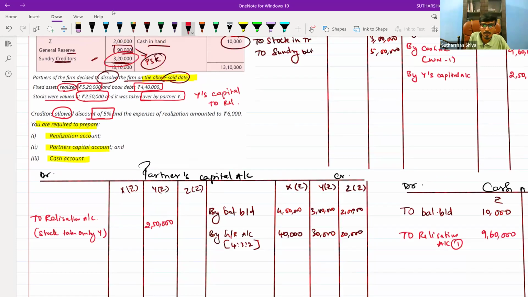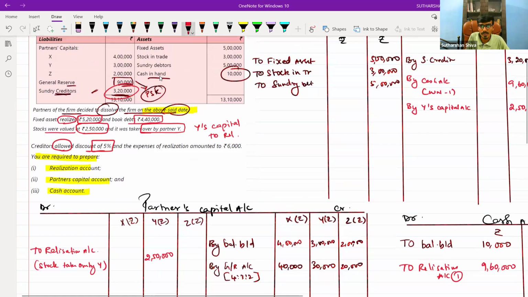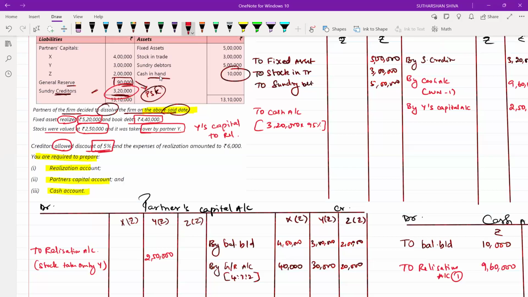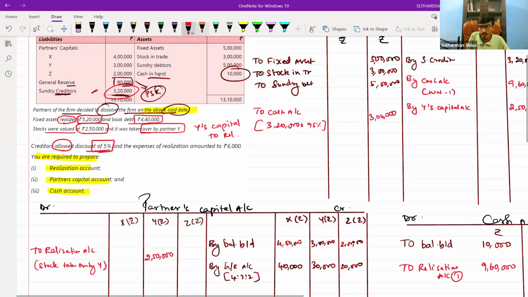Done. Now, creditors allowed a discount of 5%. What is the previous value? 3,20,000. Now 5% is gone, so you are going to pay only 95%. So you will write down to cash account, in brackets, 3,20,000 into 95%, because 5% is a discount. So 3,20,000 into 95% is how much? 3,04,000.